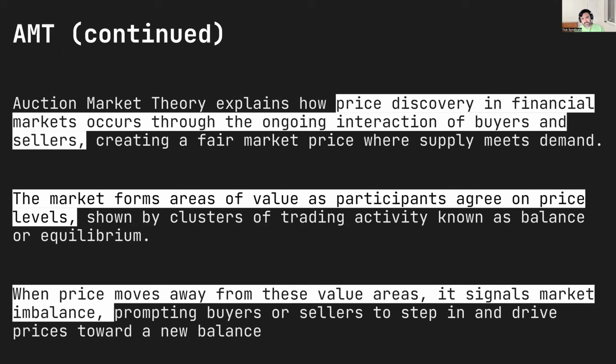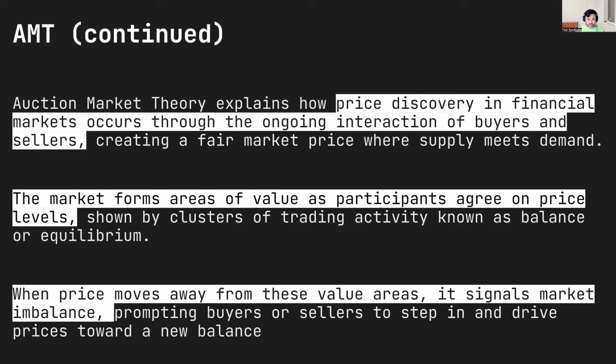But auction market theory explains how price discovery in financial markets occurs through the ongoing interaction of buyers and sellers, creating a fair market price where supply meets demand. The market forms areas of value as participants agree on price levels. These are those clusters of trading activity or rotational areas or balance or equilibrium, whatever you want to call it. And then when price moves away from those value areas, it signals market imbalance.